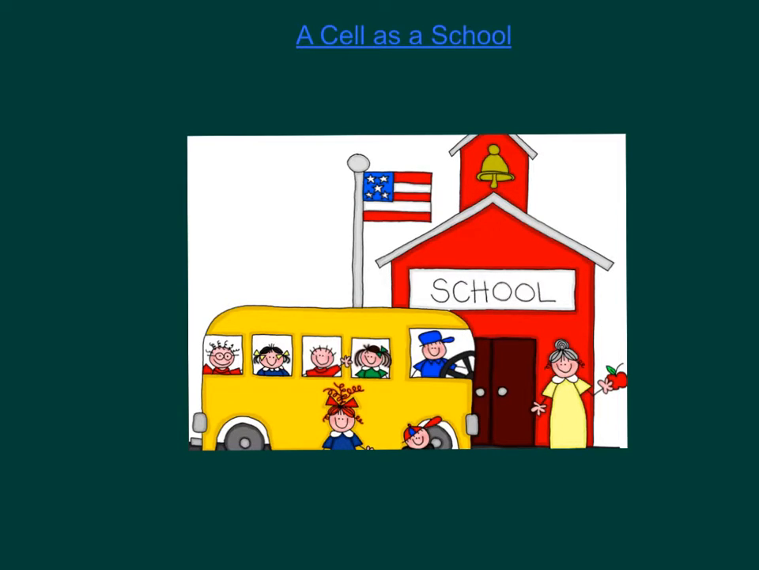The vacuole is like the school store because food and other materials are stored there. The mitochondria is like the teachers because they help the school carry out its functions. The chloroplasts are like the solar panels on the school because they capture sunlight and turn it into energy. The ribosomes are like the cafeteria because they produce proteins for the school.